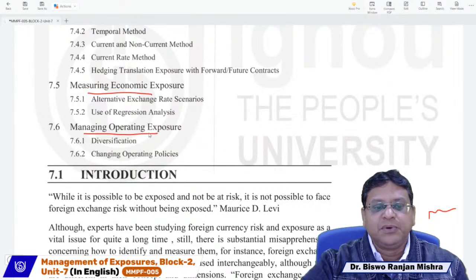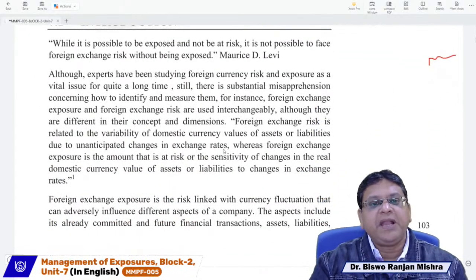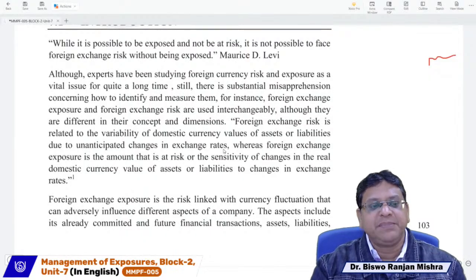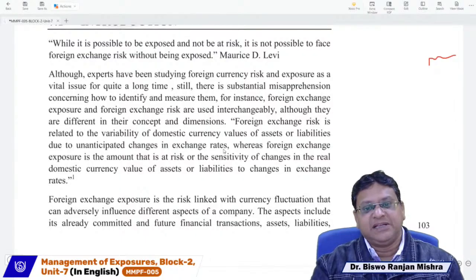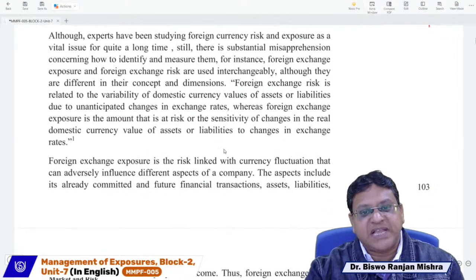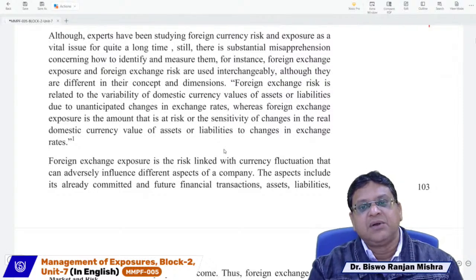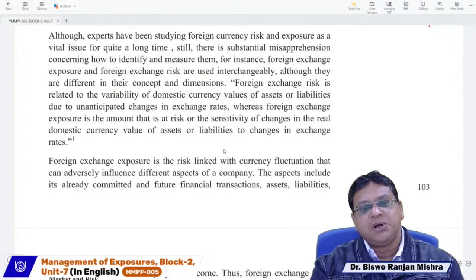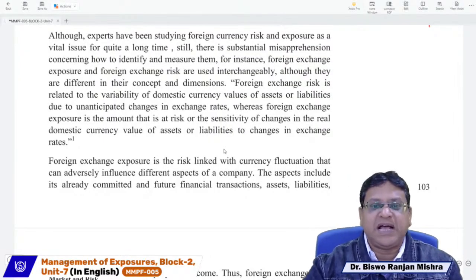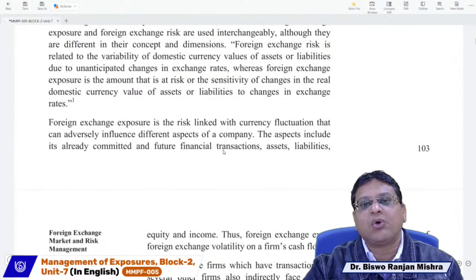First, let me tell you what is risk. Normally, in finance, risk means fluctuation. Risk means variation. Risk means variability. When the currency value fluctuates or varies, then the value of cash flows associated with an MNC or assets or liabilities or equity or income or expenses also fluctuate. And this fluctuation is denoted as foreign exchange risk or currency risk.